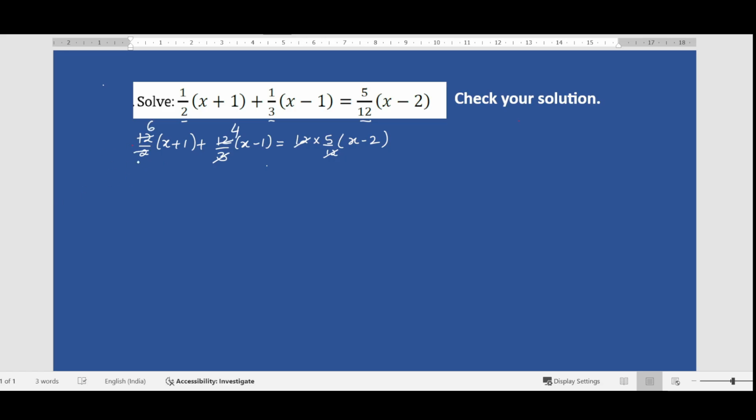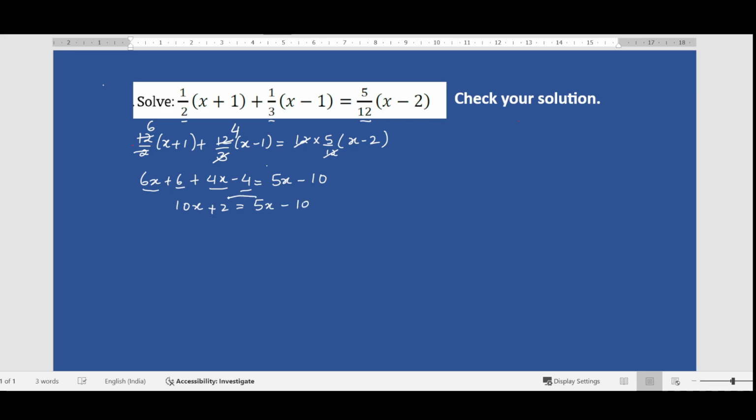So now 6x, we'll open the brackets, get 6x plus 6 plus 4x minus 4 is equal to 5x minus 10. So 6x plus 4x is 10x. 6 minus 4 is plus 2. This is equal to 5x minus 10.